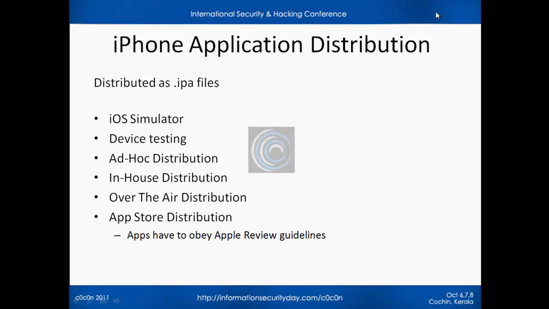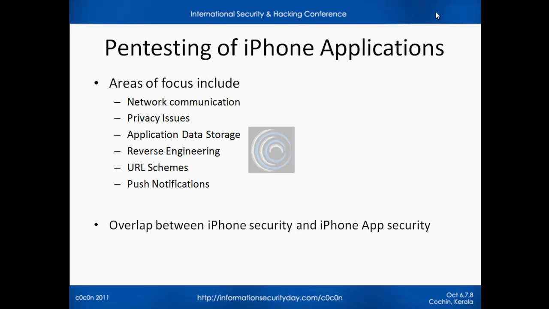Now we know how to develop and how to distribute iPhone applications. But before actually distributing the applications, look for security weaknesses or loopholes in your application. Here comes iPhone application pen testing. These are the areas that a penetration tester has to focus on while looking for security loopholes in iPhone applications. Areas of focus include network communication, privacy issues, application data storage, reverse engineering, URL schemes, and push notifications. I'm going to explain these concepts in detail in my slides.